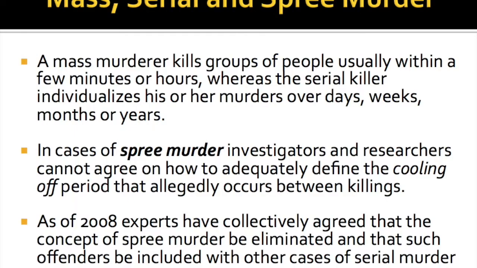As of 2008, experts have collectively agreed that the concept of spree murder be eliminated and that such offenders be included with other cases of serial murder, because it's hard to scientifically prove that XYZ is going to kill in 3 days, a month, a year. We don't know. We don't know what sets off people. Just like our attitudes and mindsets, or those with PTSD or something like that, you don't know what the triggers are because we're all different.